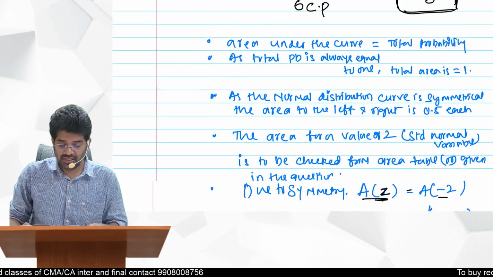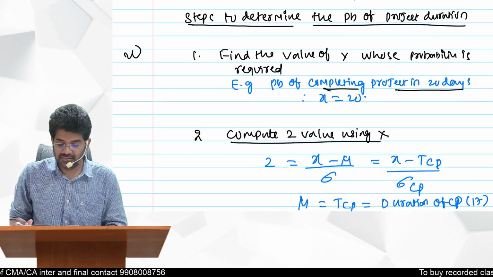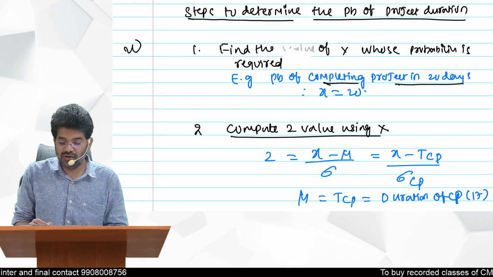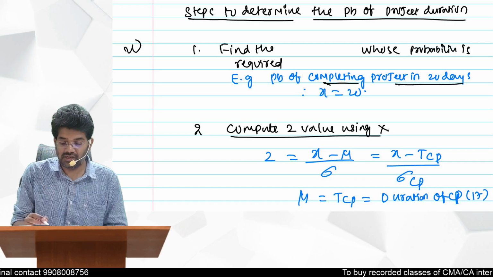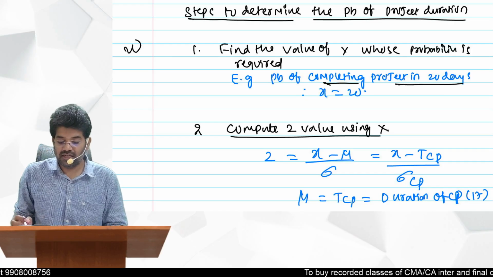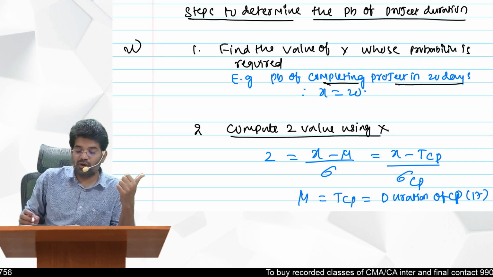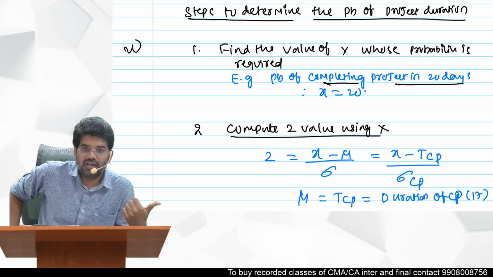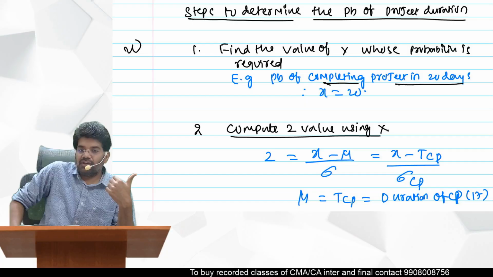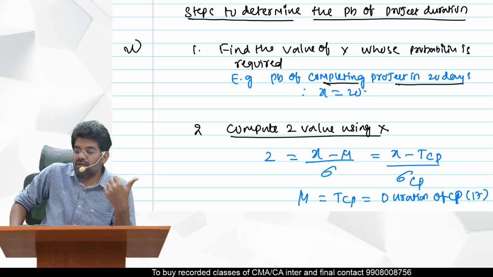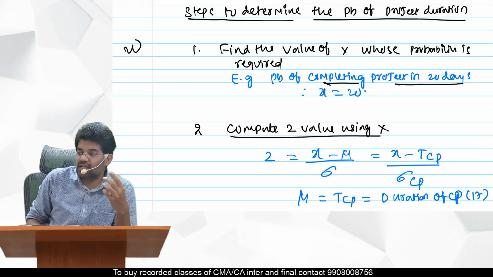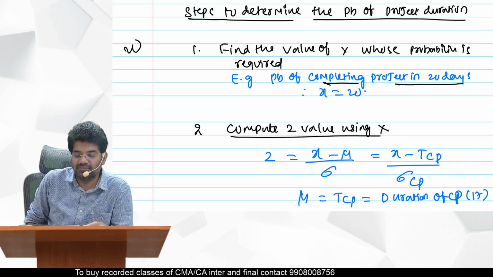Yes, so see the steps here. First thing is find the value of x whose probability is required. What do you need to calculate? Find the value of x whose probability is required. Say for example you want the probability of completing the project in 20 days. Then 20 days will become our x value.